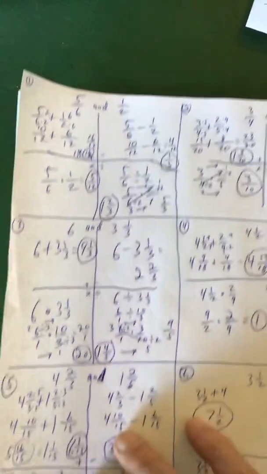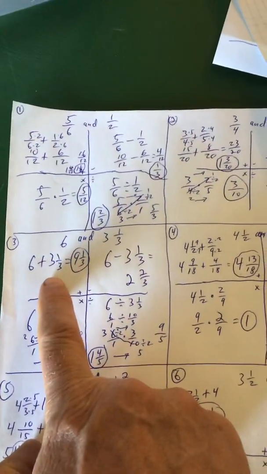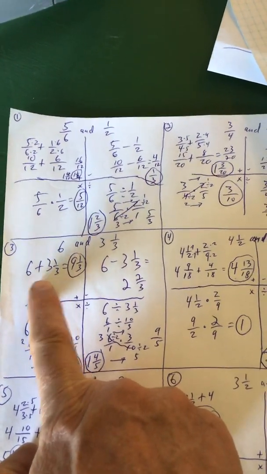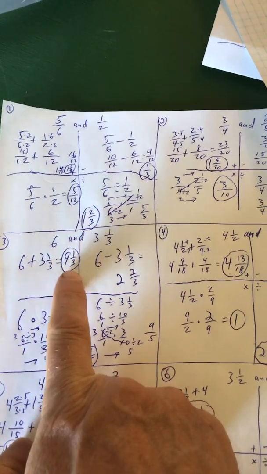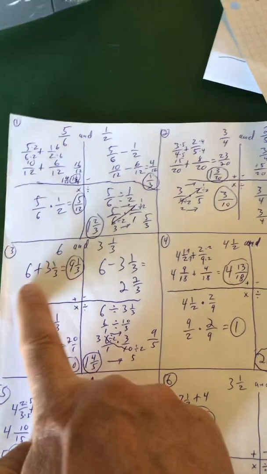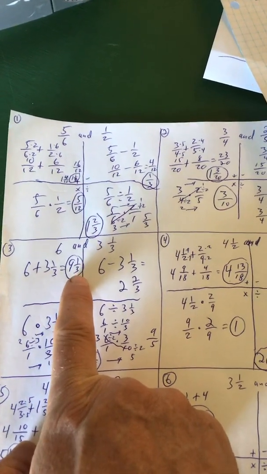For the third set, 6 plus 3 and a third. If I have 6 pizzas and 3 and a third pizzas, that's going to be 9 and a third pizzas. 6 plus 3 is 9 plus change.